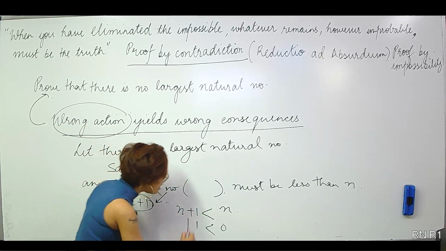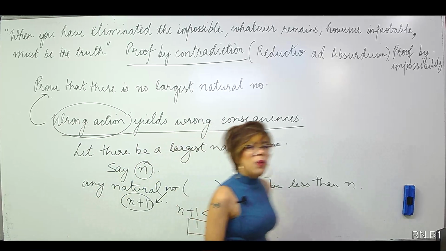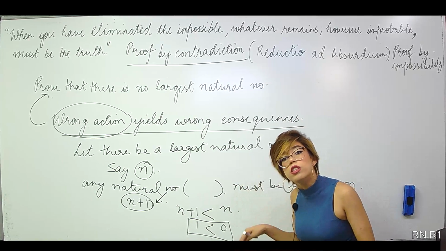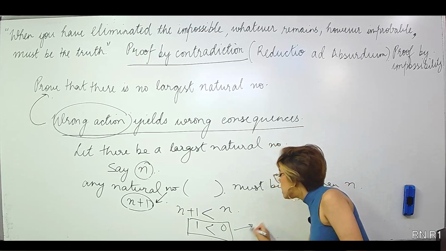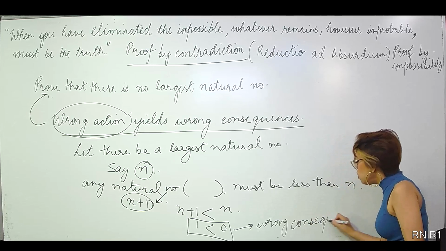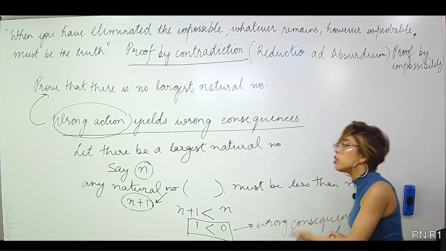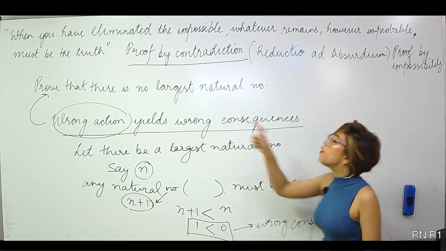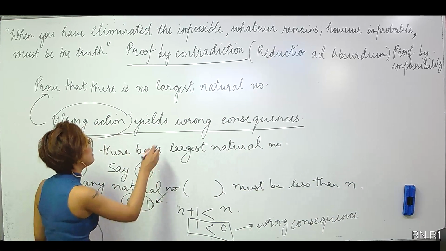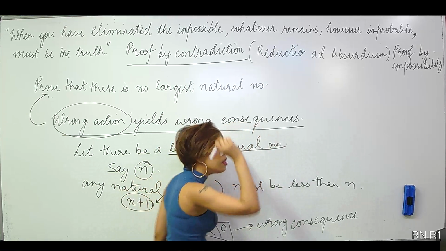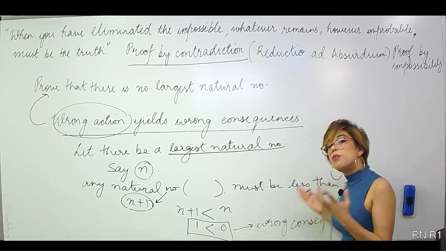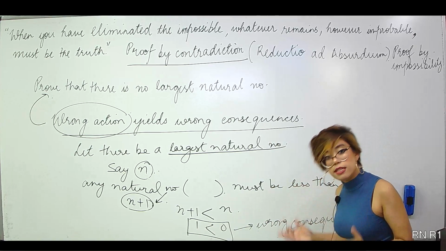You have arrived at this: 1 less than 0. 1 less than 0. Obviously, this is what? A wrong consequence. Right? This is called the wrong consequence. Now the question is, why did this wrong consequence arise? Because of your wrong action. And the wrong action in this case was, you supposed that there was a largest natural number. Right? And this is what the method of contradiction is.